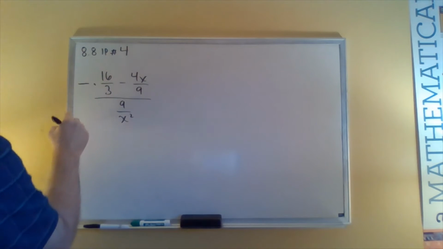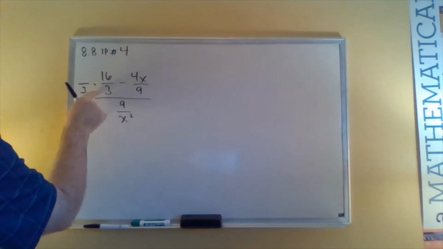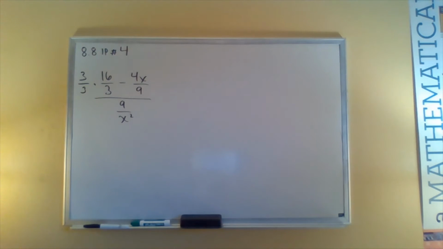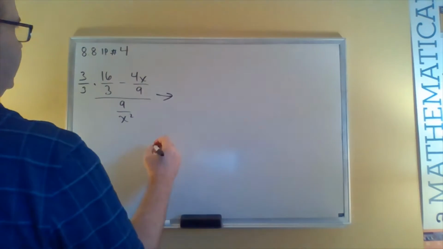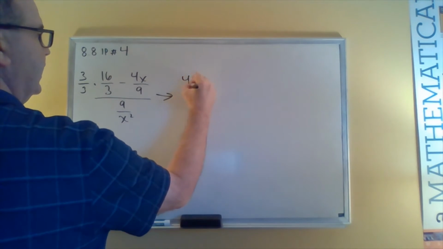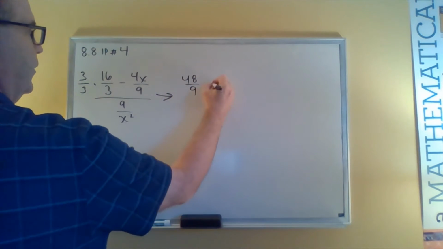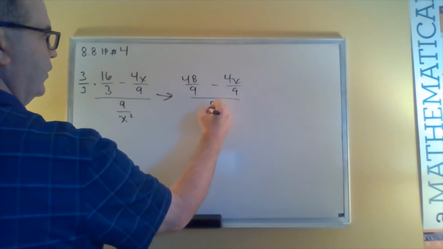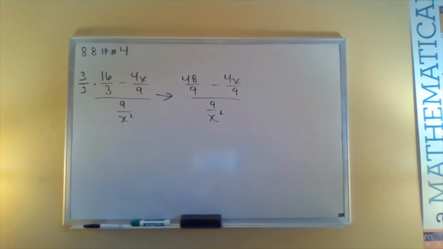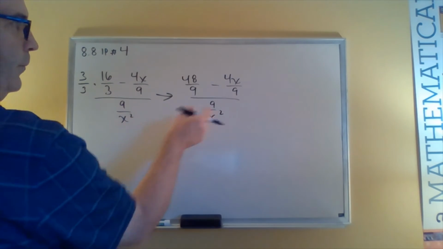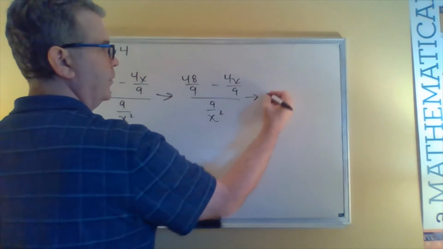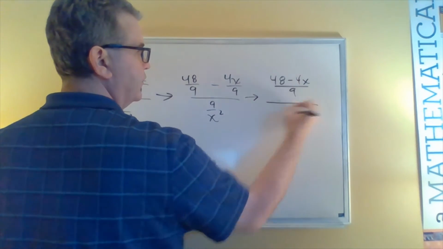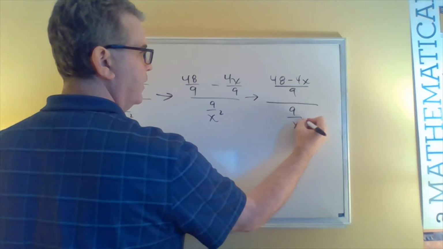So I'm going to multiply my first fraction by 3. 3 times 3, that's going to give me the common denominator of 9. But I also need to multiply the top by 3 as well. So I'm going to have 3 times 16. That'll be 48 over 9 minus 4x over 9. That's all going to be over 9 over x squared. So now I have my common denominator up top. Now I just need to combine these two fractions. So I'm going to get 48 minus 4x over 9. That's all going to be over 9 over x squared.